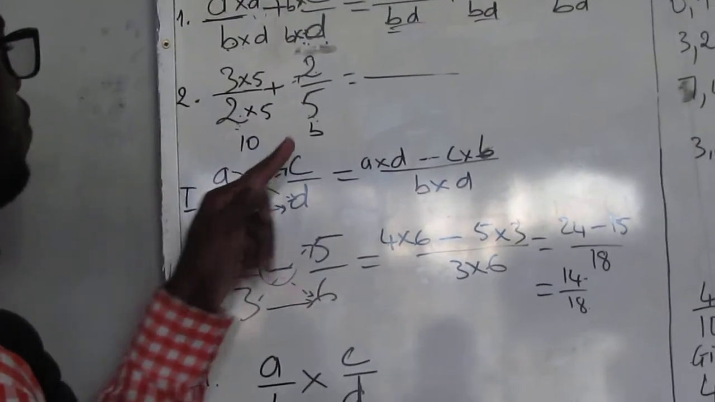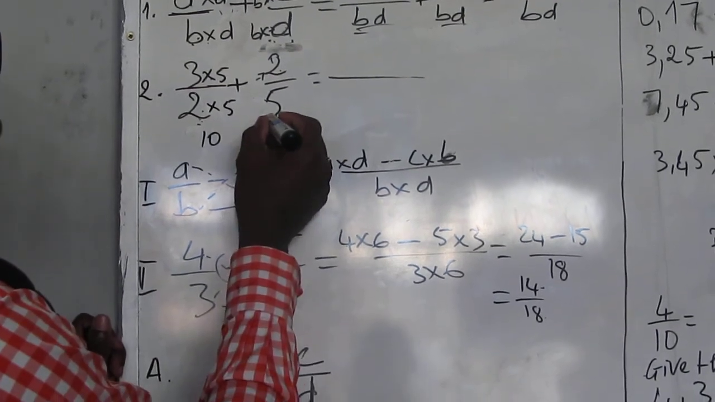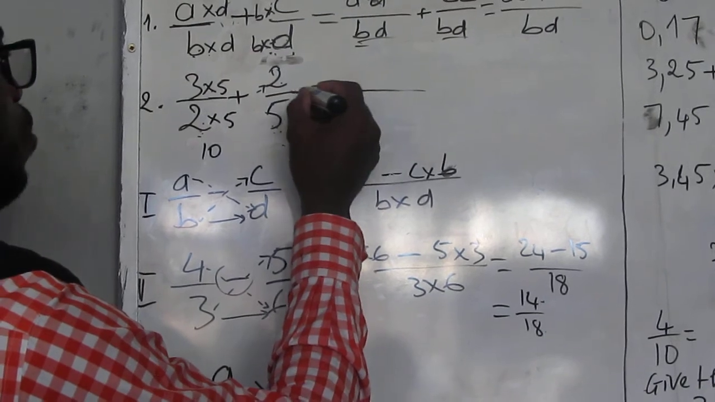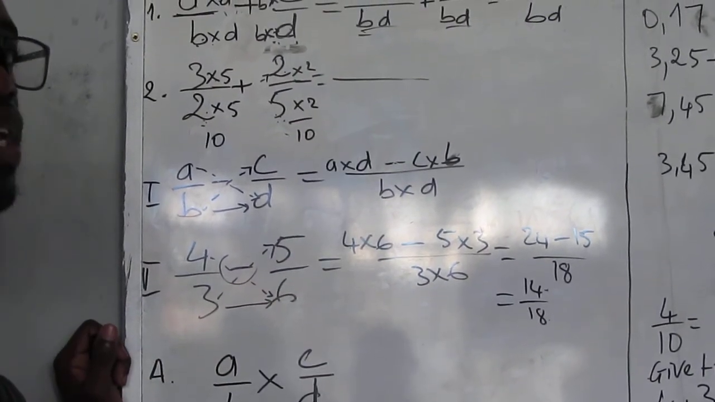So here we already have 10. So we must make this one also 10. As we have 5 here, for us to make 10, we must just times by 2. And if we times our denominator by 2, we times this one also by 2. So here also we get 10. So it's going to be the same denominator.